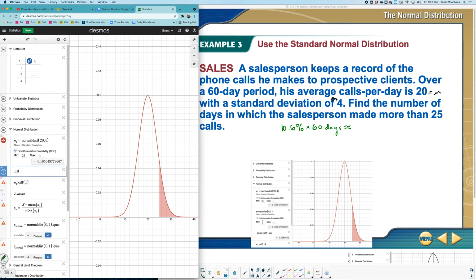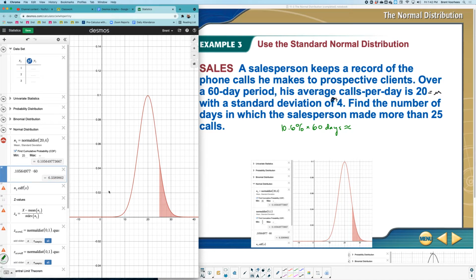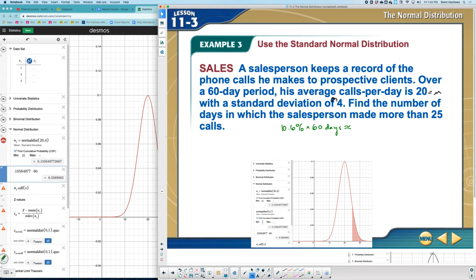Let's take that 0.10564977, I'll just stop there, and multiply that times 60. We find out that it's approximately 6.3 days. So out of those 60, approximately 6.3 of those days, I know that's weird to say 6.3 days, so maybe we say about 6 days, he made 25 or more calls.